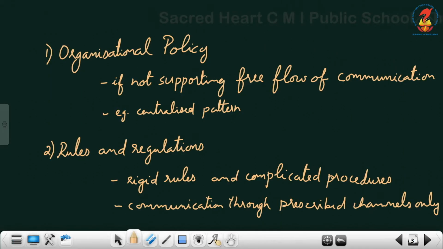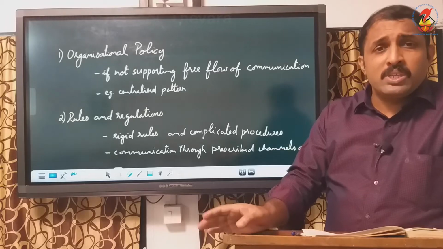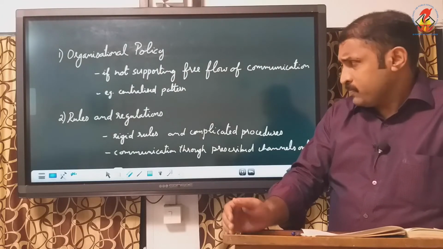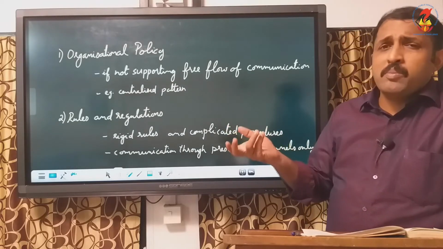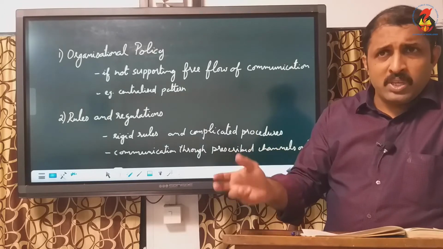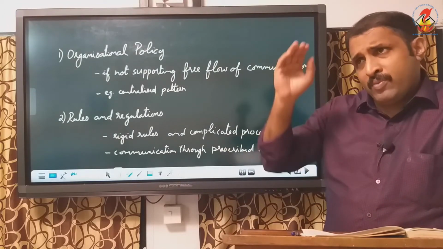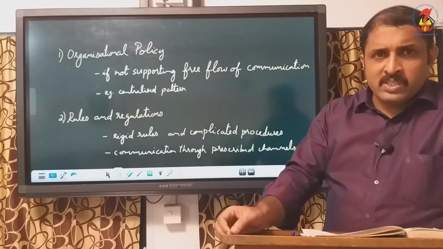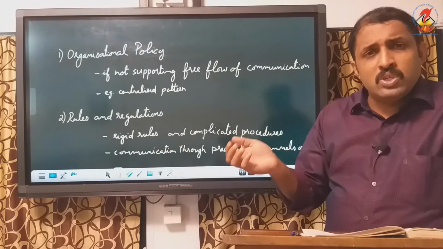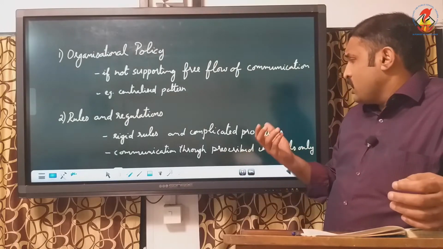Second one is rules and regulations. Certain rigid rules, when rules are made in such a way that they cannot be changed at all, even when the situation arises or demands, we cannot change them. Rigid rules or complicated procedures. When a decision is to be taken, when something is to be done, it has to get the sign of all the managerial levels, not only the concerned managers, all the managerial levels. So it's a procedural delay. There can be procedural delay.